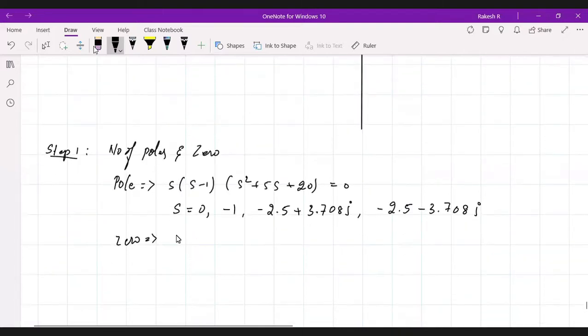Equals to minus 1, right? That is s plus 1 is equals to 0. So s is equals to minus 1. This is one of the rules.